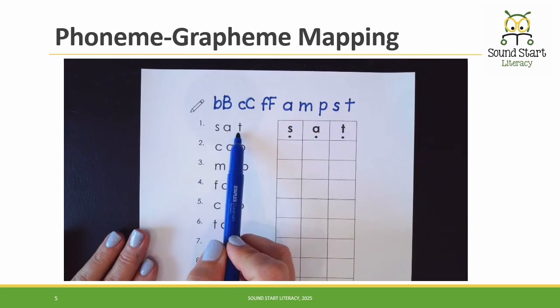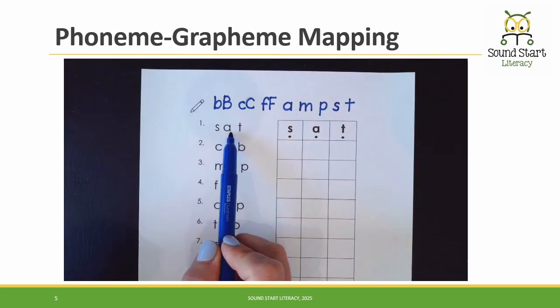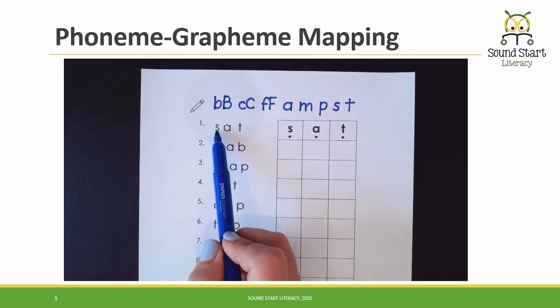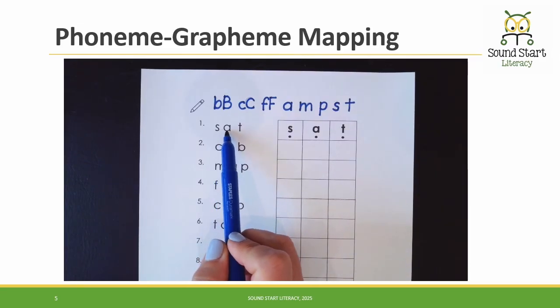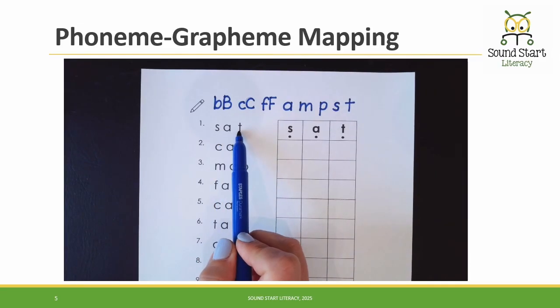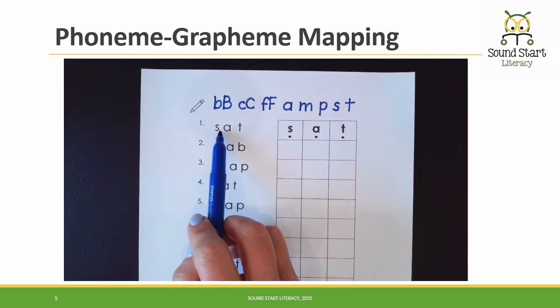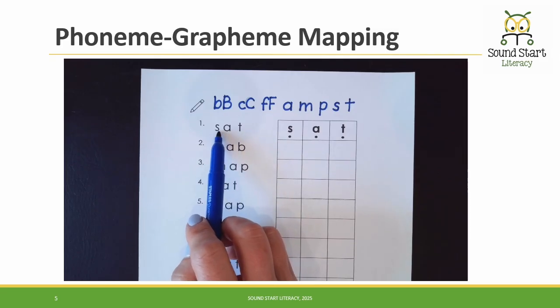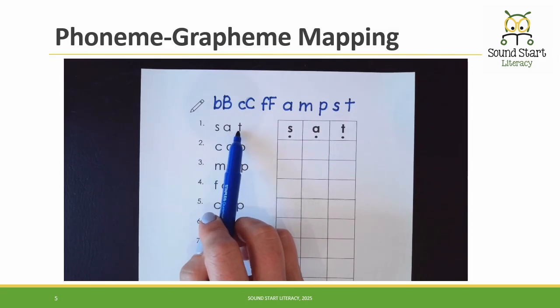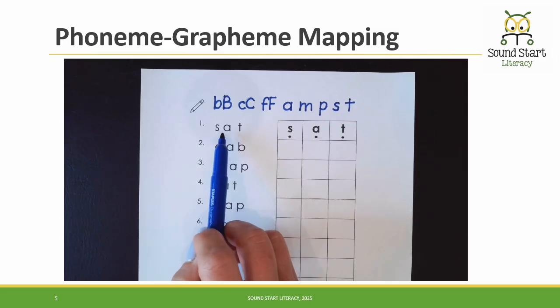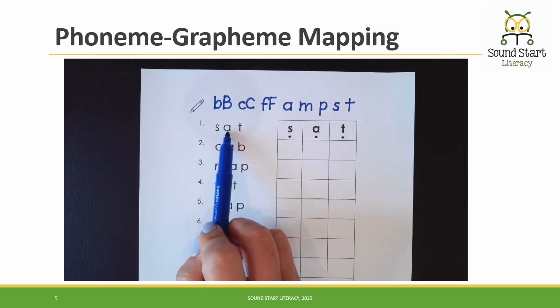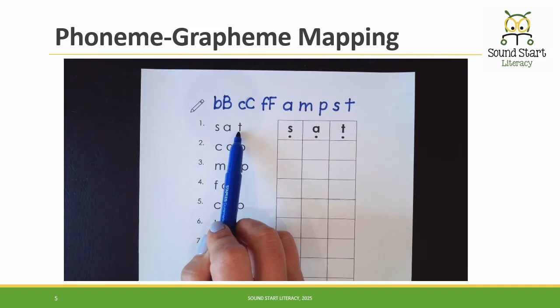Sat, sat. So the air will flow from one sound into the next. Now, some students might need to say the first sound and the second sound, blend that, and then add the last one. And I'll show you what I mean. So some kids can just go right into the sat, sat. Others might need to do sat, sat. So that's kind of blending the sounds together as they go. Say the first sound, say the second sound, put it together, and then add on that last sound.